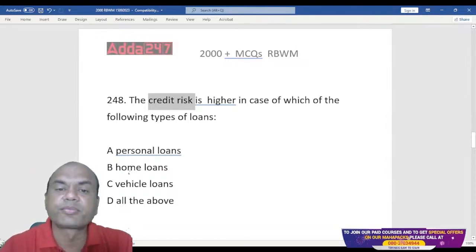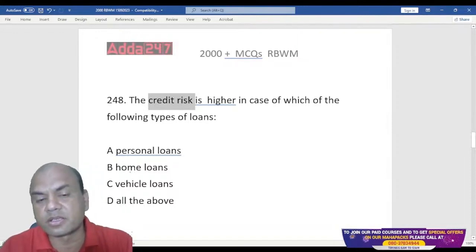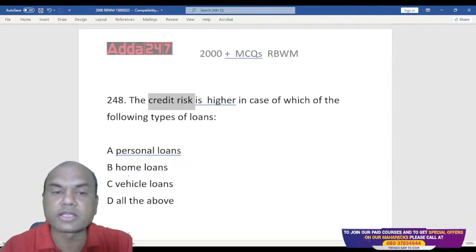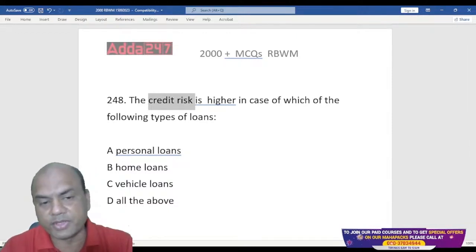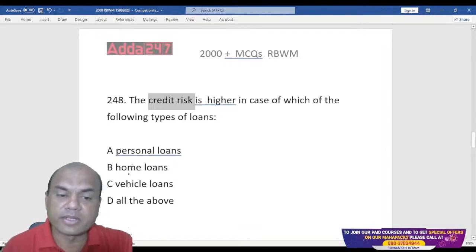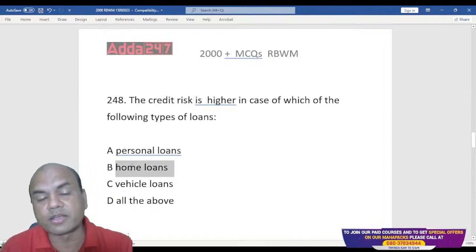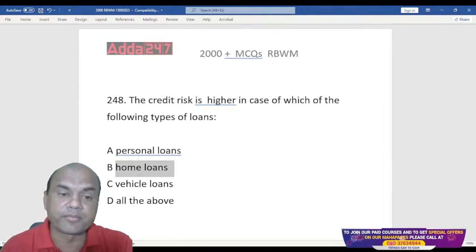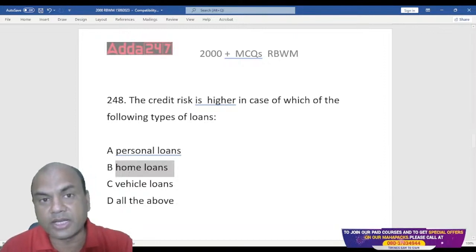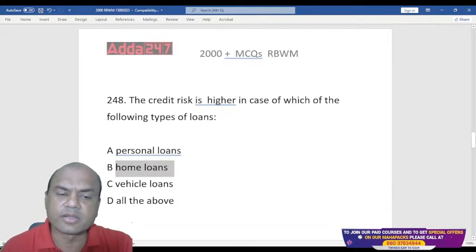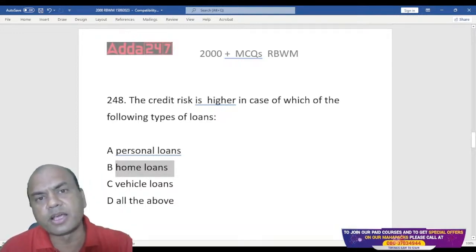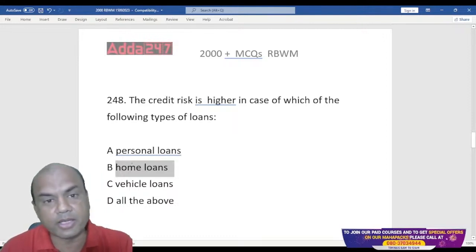In which type of loan is the credit risk higher? Everyone. Let's see one by one. In home loans, I have the home, right? The home I take as a prime security. Suppose the borrower does not pay me, then what will happen? The home is mortgaged to me, I'll sell it and get my money back.